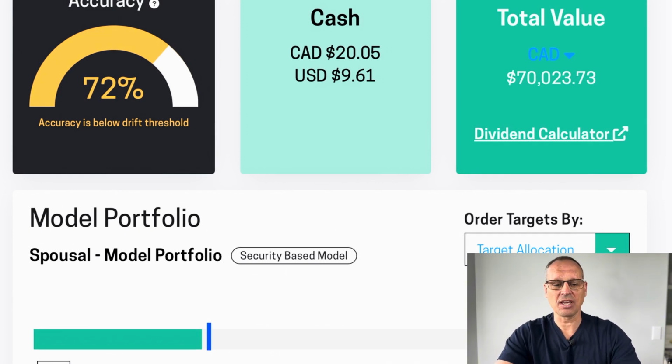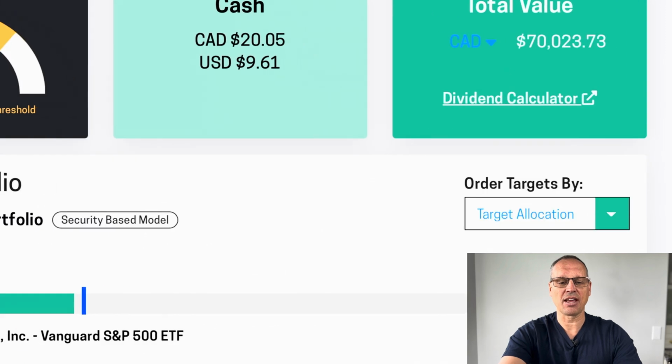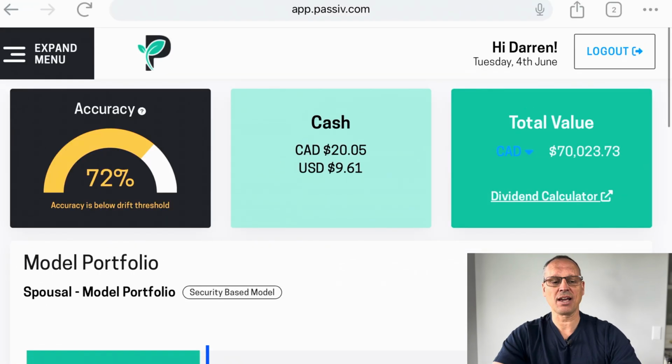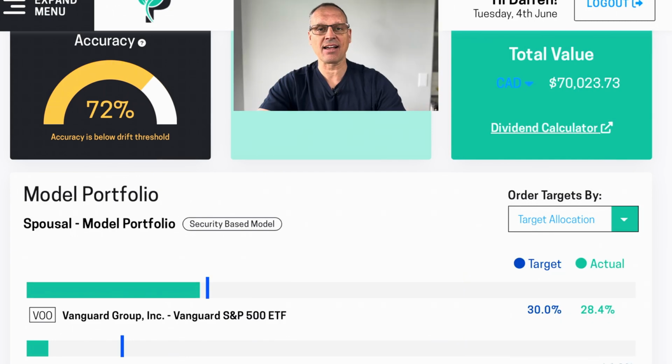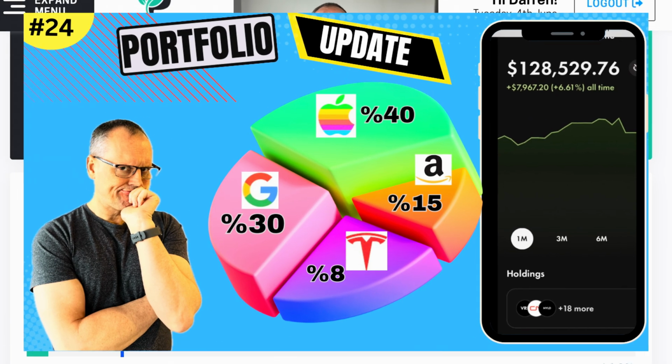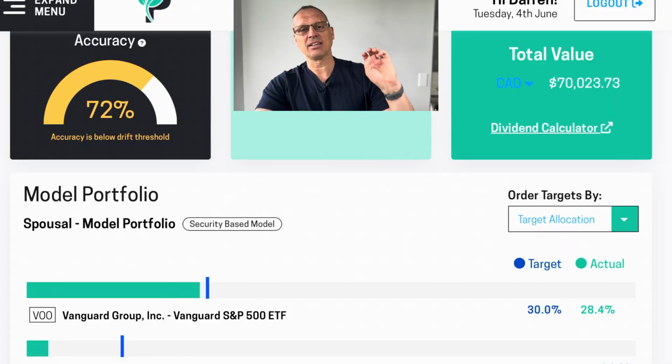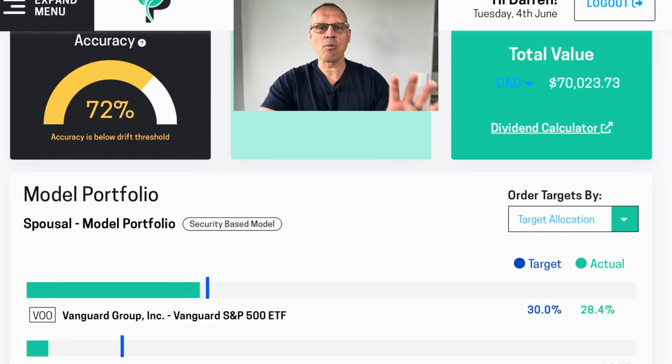Now, the way that these accounts are set up is that on the one side, we're looking at the accuracy. So what I did is I went ahead and set up an asset allocation. What does that mean? Well, I did a video on it. It's in the playlist, but essentially we set up how much of each security we want to invest in.